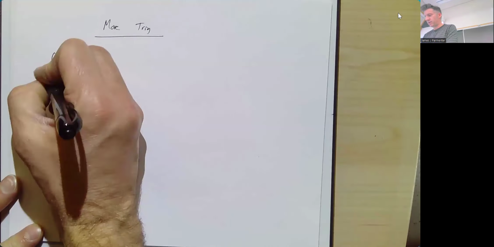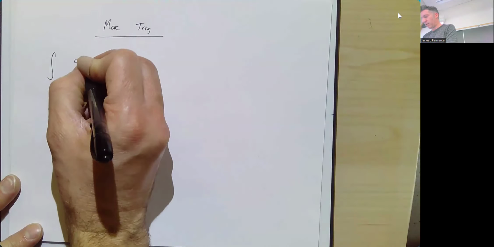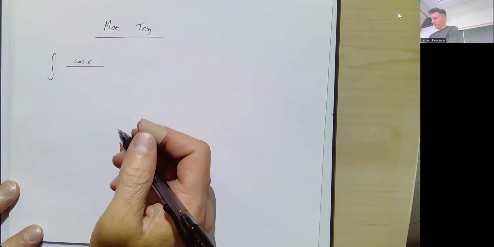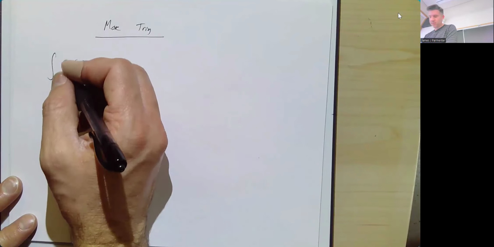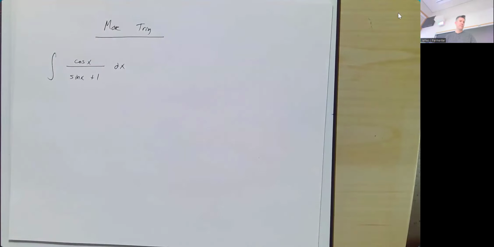Sure, let's take a look at this. Let's say I have the integral of cosine of x over sine of x plus 1. A lot of times with integrals that are purely trigonometric, meaning you only have trig functions and not a mixture of things, oftentimes it's going to be a u sub, or maybe just some rewriting, trying to make it look like something we can deal with.